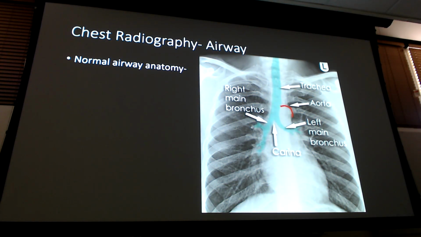Normal airway anatomy, we've already kind of covered some of that. The trachea going down into the bronchi. The biggest thing is the right bronchus is more vertical, which means we're at more risk of what in that bronchus? The foreign objects, aspiration, something, right? Say again?